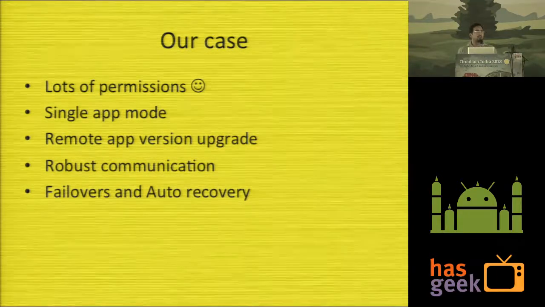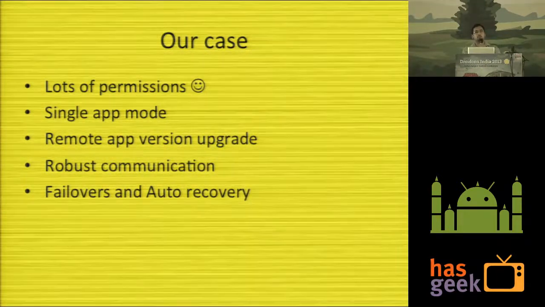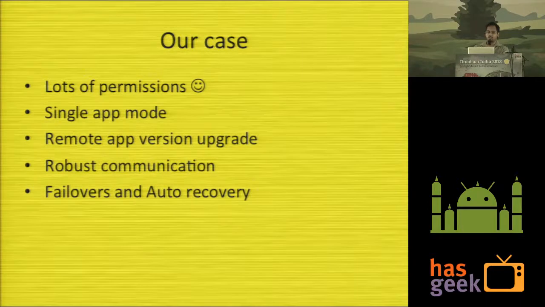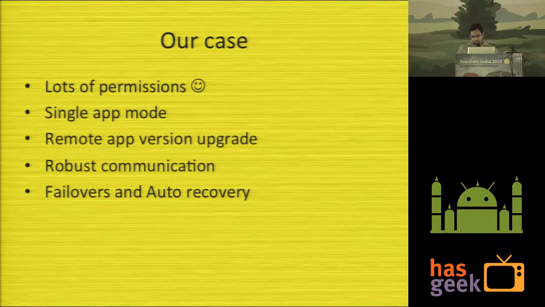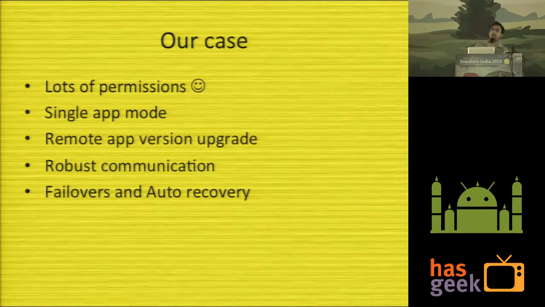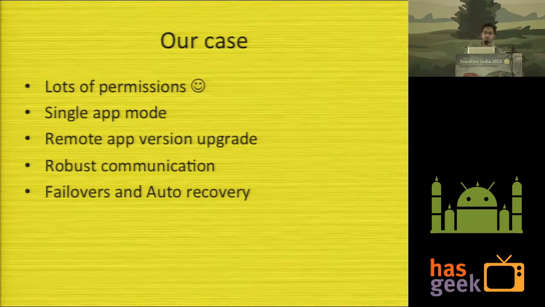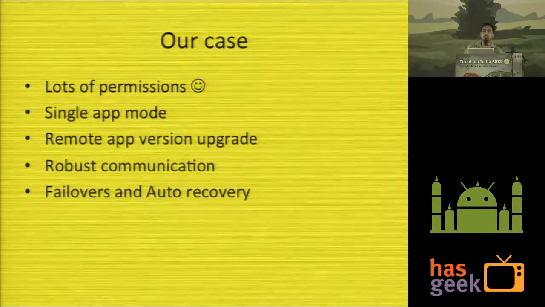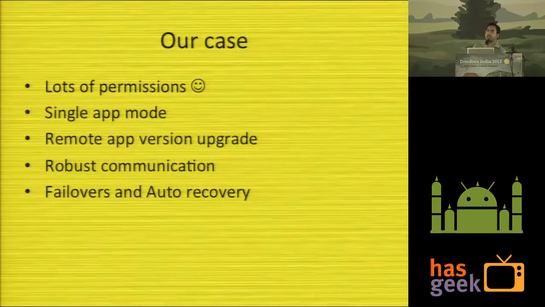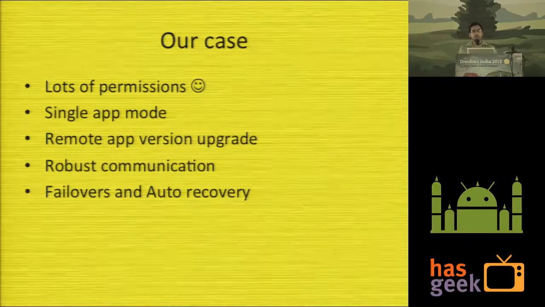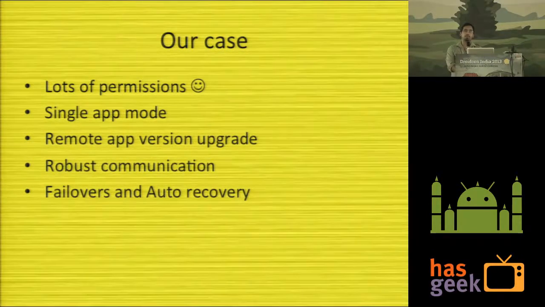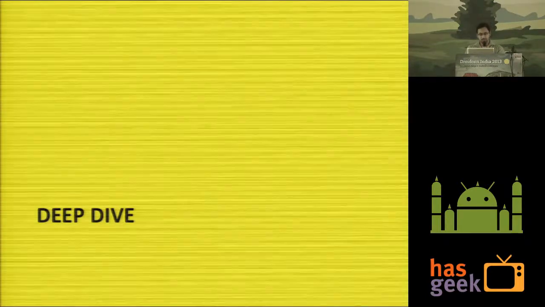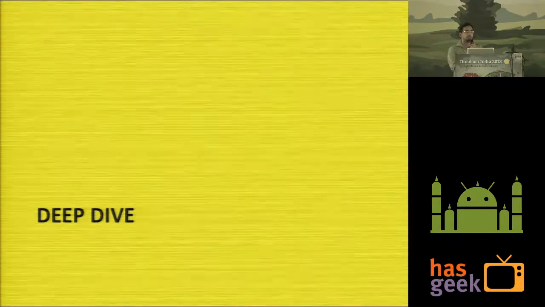Apart from that, we had the benefit of using as many permissions as possible because the app runs on our own devices and there's no restriction on that, which is not the case for consumer apps. As the app is very critical to our business, we wanted robust communication and the app to be self-sufficient. We wanted various auto recovery strategies for lack of data connection or loss of GPS. We have iterated over various strategies and come to a stage where it is doing very fine for us. So let's deep dive into a few of the things which we did.